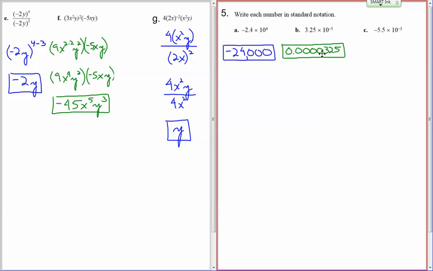This is a very small number because we're really dividing by 10 5 times. Divided by 10 once, twice, 3 times, 4 times, 5 times. And C, remember we've got a negative number that we're dividing by 10 3 times. So the decimal place was here. We divide it by 10, it'll be there. Divided by 10 a second time, it'll be here. Divided by 10 a third time, it'll be right there.